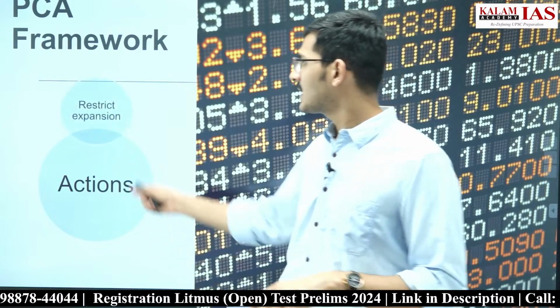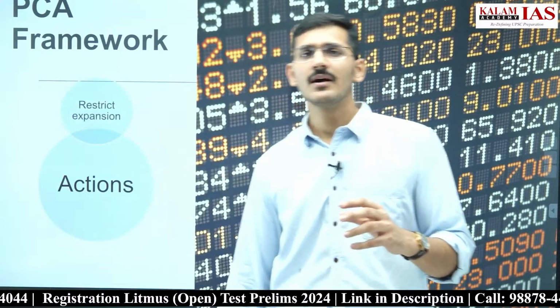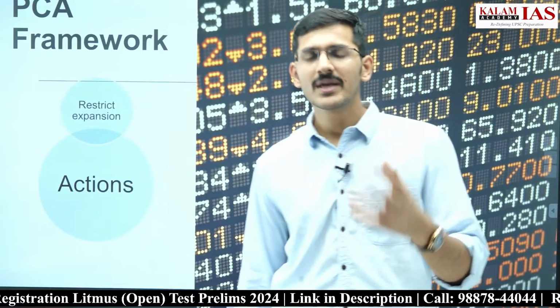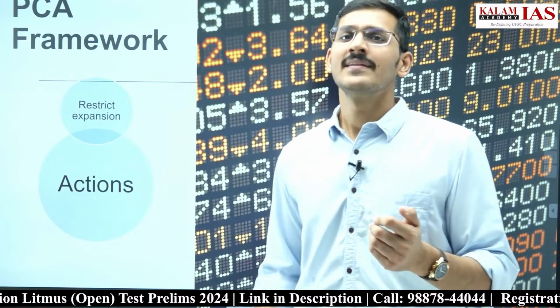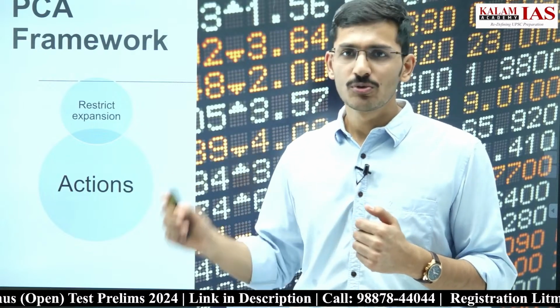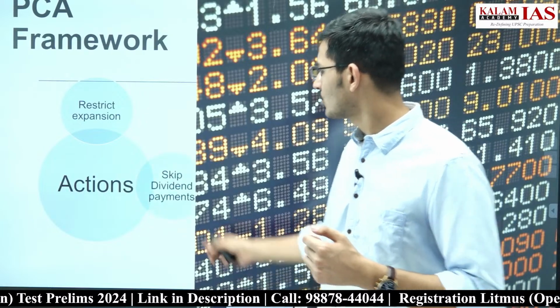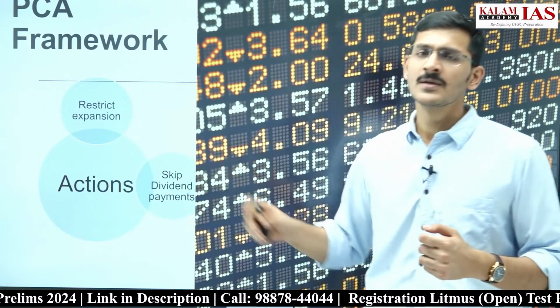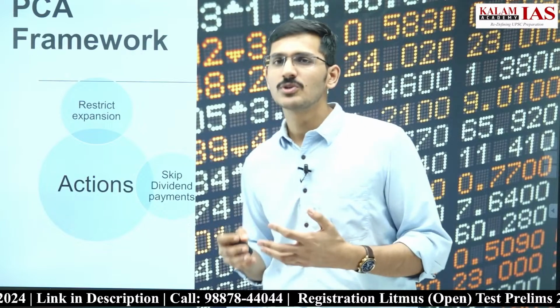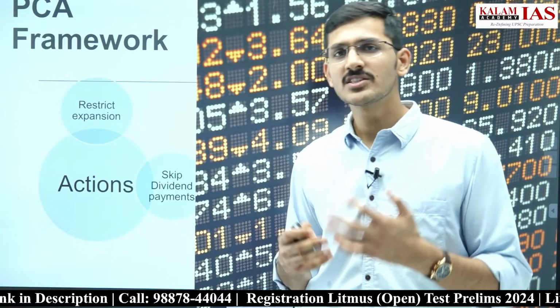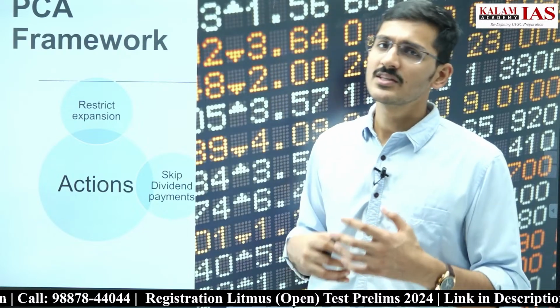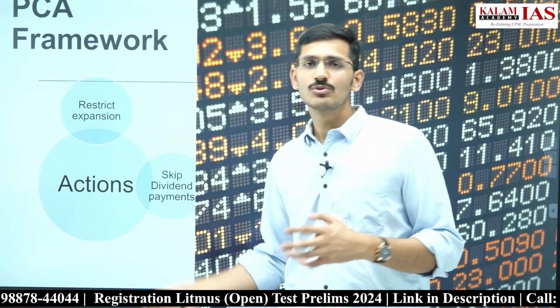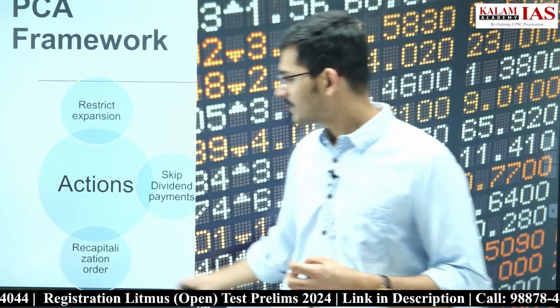So some of the examples are restricted expansion. For example, for any bank coming under the PCA framework, RBI can say that you cannot expand anymore, you cannot open new branches. The RBI can also ask them to skip dividend payments. So RBI can say, okay, you have depositors' money and your money is at risk, you are not performing well, your NPAs are high, your capital to risk weighted asset ratio is very low, so you cannot pay dividend to the owners.